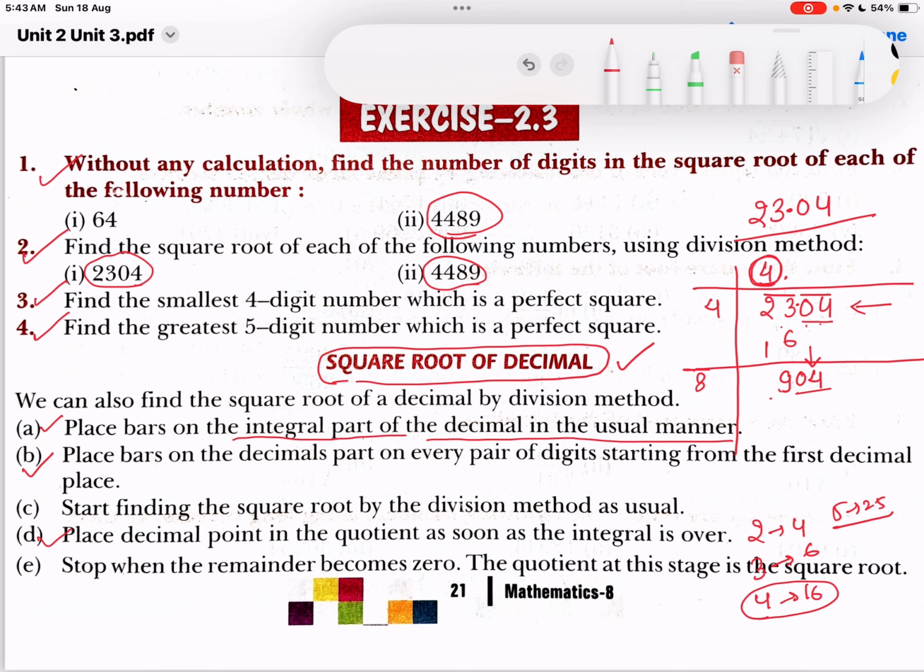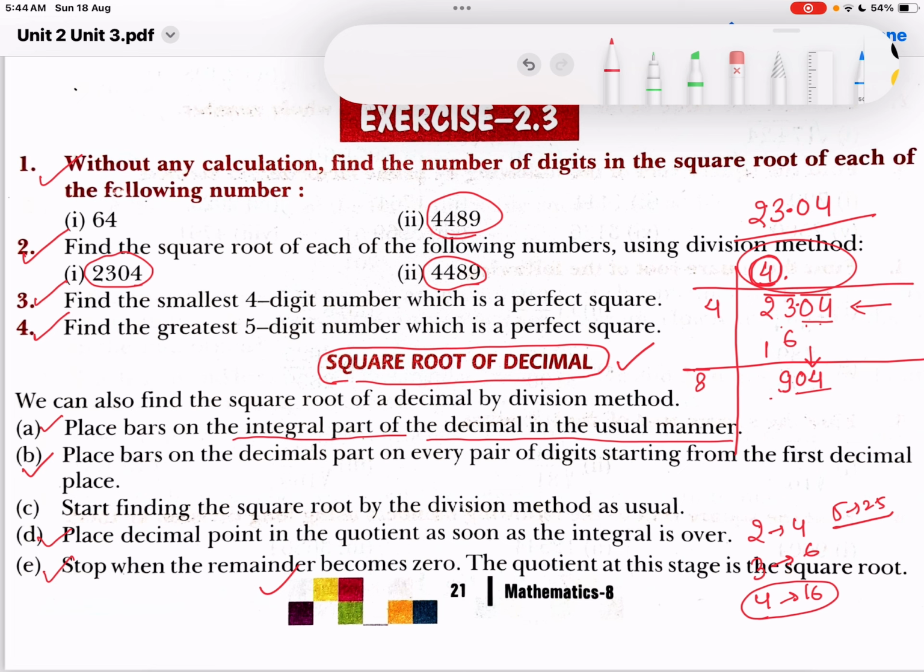And the next rule is stop when the remainder becomes 0. The quotient at this stage is the square root. Then we will keep following our process, and when the remainder becomes 0, then whatever quotient we obtain here, that would be the square root.